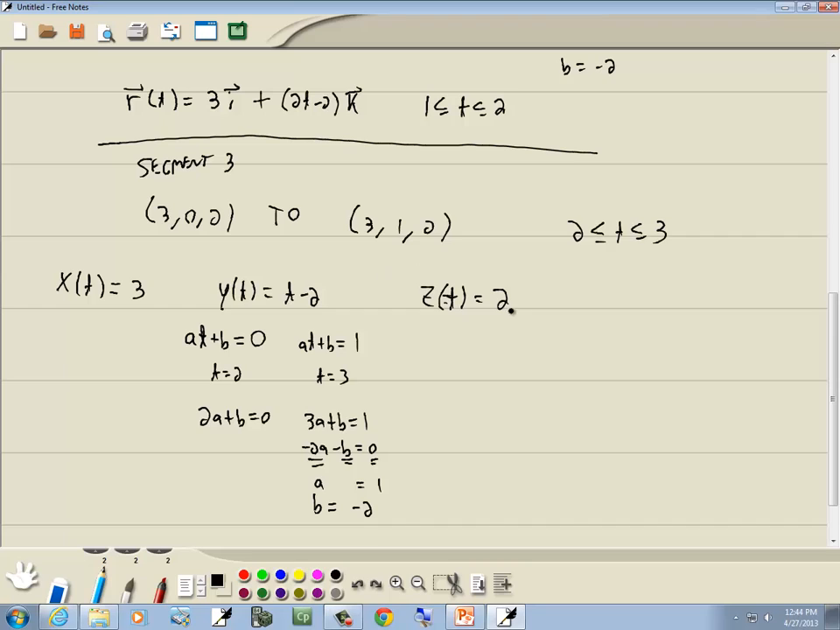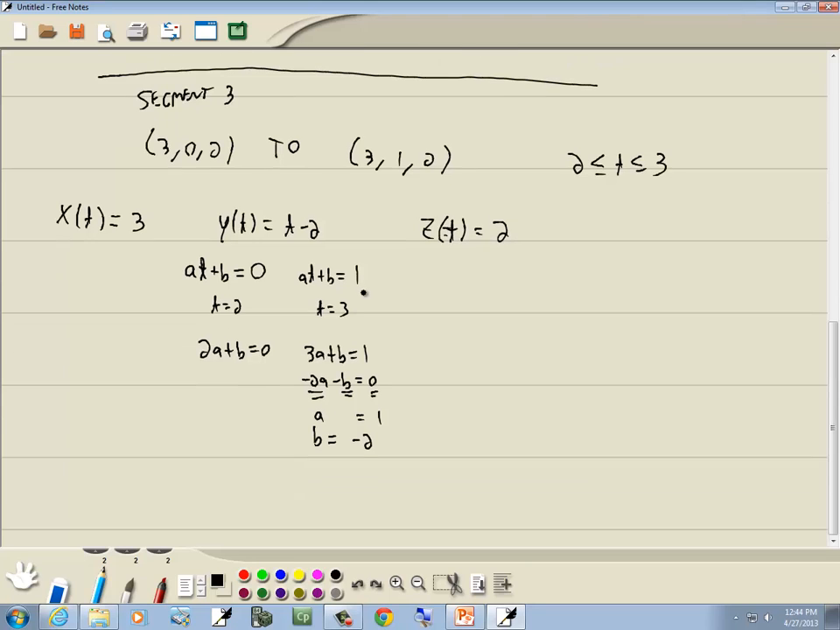Let's see if that's right. Put 2 in for t. 2 minus 2 is 0. That's our beginning y value. Put 3 in for t. 3 minus 2 is 1. That's our ending y value. So that checks.